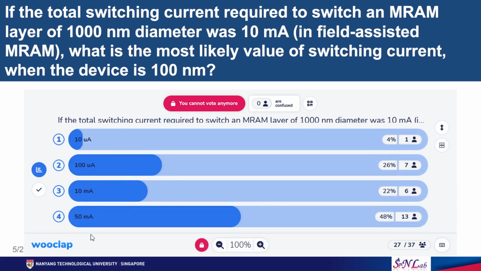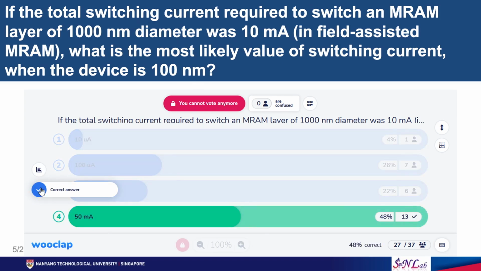Majority of you are right, but many of you are wrong also. I just described that the problem of field assisted MRAM is that if you shrink the MRAM cell size, the current required gets larger. So, instead of 10 milliampere, it should be a larger value. The only larger value in this question is 50 milliampere. So, 4 is the correct answer.